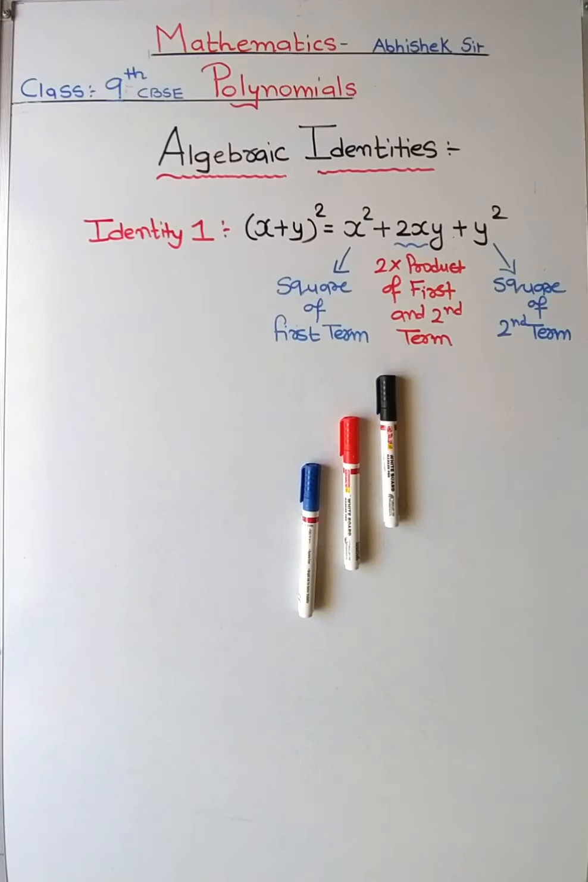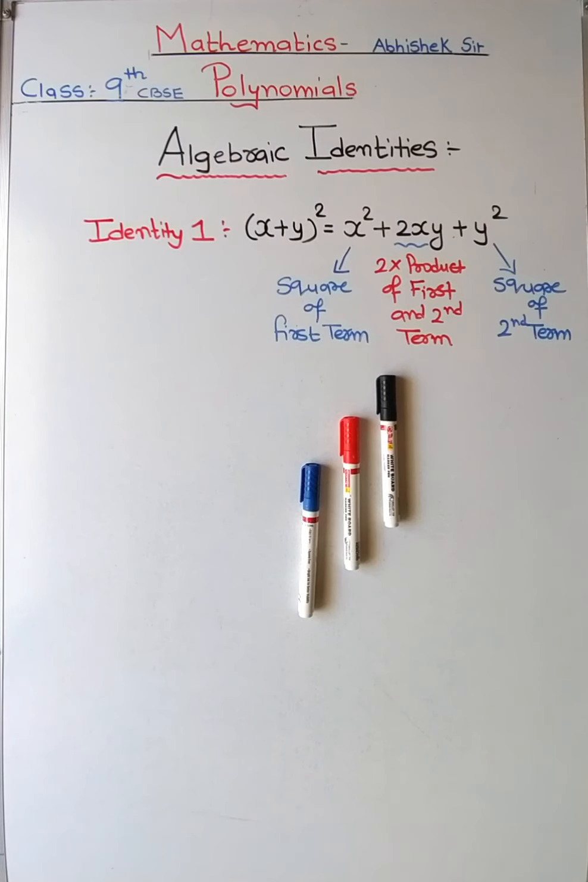We are studying mathematics. Right now we are studying class 9 mathematics chapter 2 polynomials. We have studied many topics in our previous parts. Now in this part we are studying a new topic, probably the last topic of the chapter, that is algebraic identities.